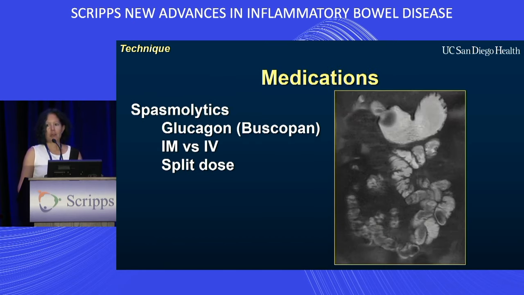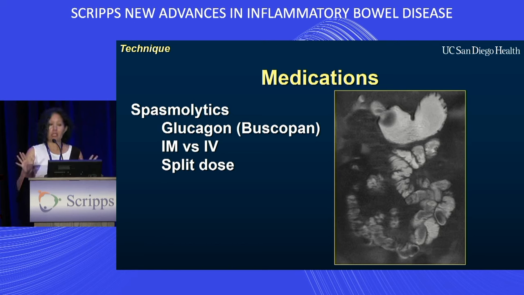In addition to giving a large volume of oral contrast, right before we start imaging, we'll usually give people some spasmolytics. In the United States, we use glucagon. In Europe, they use buscopan. This is actually an area of controversy with regards to inflammatory bowel disease imaging as to how necessary it is to give this, as well as the method of administration.